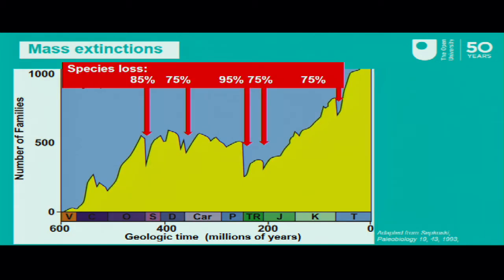But when you actually look at some totally different geological evidence, that is the fossil record, and you look at the number of species and families that are present on the Earth, you see that the growth of the number of species and families is punctuated by periods where there's a very rapid loss of up to 95% of all species. And these occur in time intervals of maybe 50 to 100 million years.